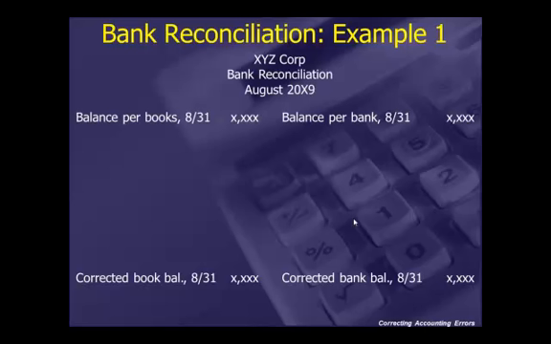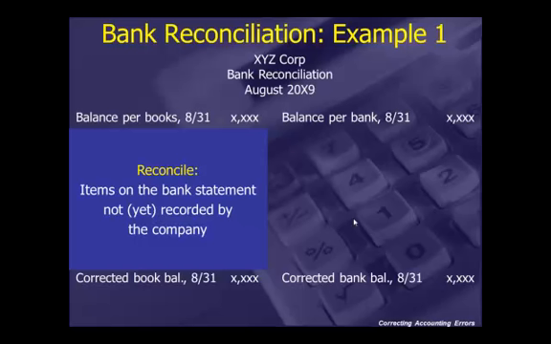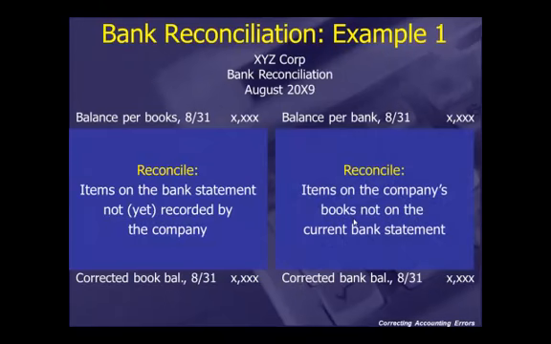And then they have the corrected bank balance at the end of the month, or adjusted bank book balance. And this is what will show up on the balance sheet as our cash balance at the end of the month. So we need to reconcile on the books items on the bank statement that we have not yet recorded by the company. And for the bank, we need to reconcile items that are on the company's books that are not on the current bank statements.